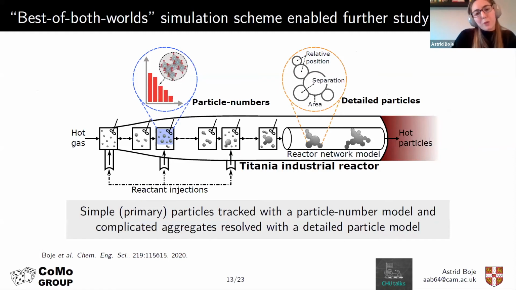So this was really fortuitous for modeling the industrial titanium reactor because it allowed a sort of best of both worlds simulation scheme. Because in the industrial titanium reactor, in the early stages where there's injection of a lot of precursor through the walls of the reactor, there are lots of small primary particles formed by inception. So the particle number model is really great for tracking this high number of small particles that are formed. But downstream, where there's lots of collisions and the particles start to sinter together, we can use the detailed particle model to resolve this complicated particle structure that forms.